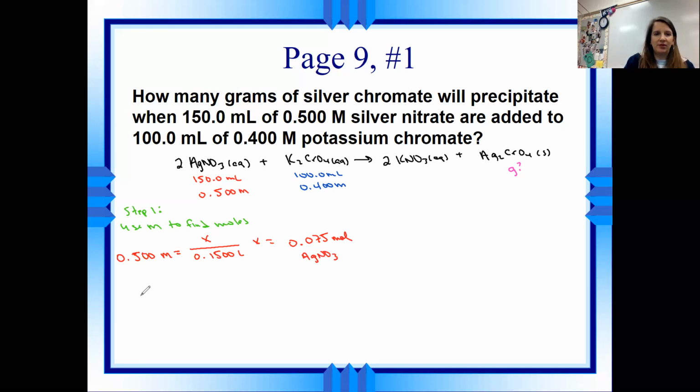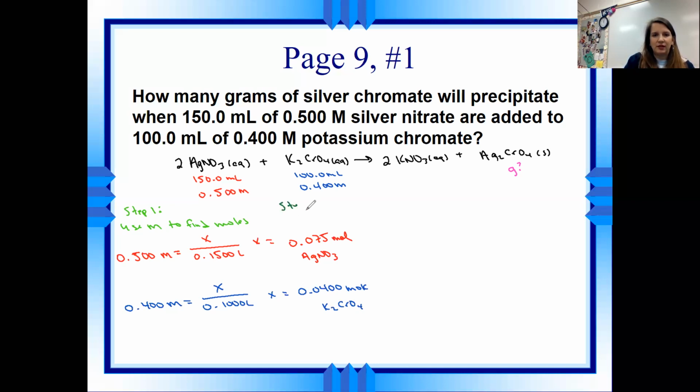Now I've got to do that same thing, but I'm going to do it with the potassium chromate. So I had to put my X on the top because I'm trying to solve for moles of this. Remember, I want to get this into liters on the bottom. I can multiply those two numbers to solve for X, and I would get 0.0400 moles of K2CrO4.